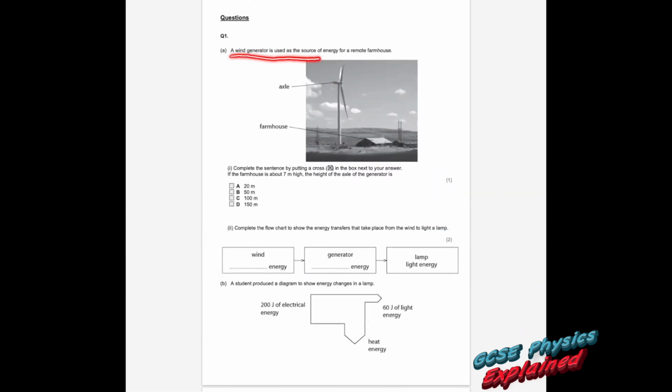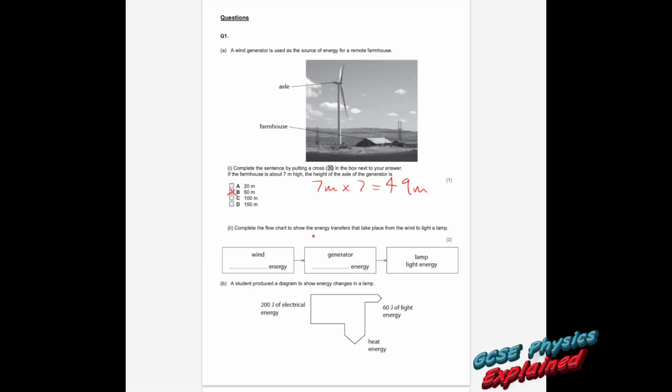Right, a wind generator is used as the source of energy for a remote farmhouse. This thing down here. Complete the sentence by putting a cross in the box next to your answer. If the farmhouse is about 7 metres high, the height of the axle of the generator is... Right, so from there to there is 7 metres high. And if we see that's 1, 2, 3, 4, 5, 6, 7, it's about 7 times higher. 7 metres times by 7 is 49 metres. So that's going to be answer B.